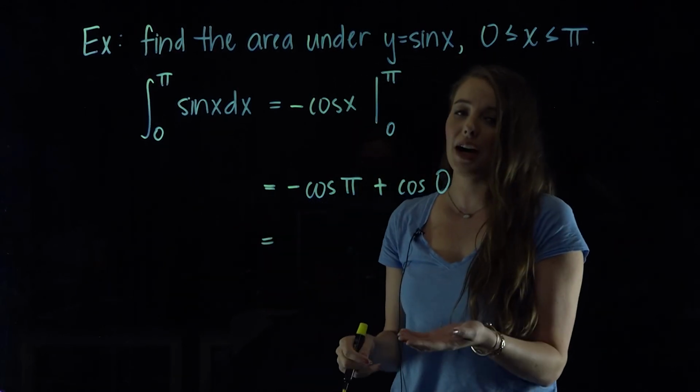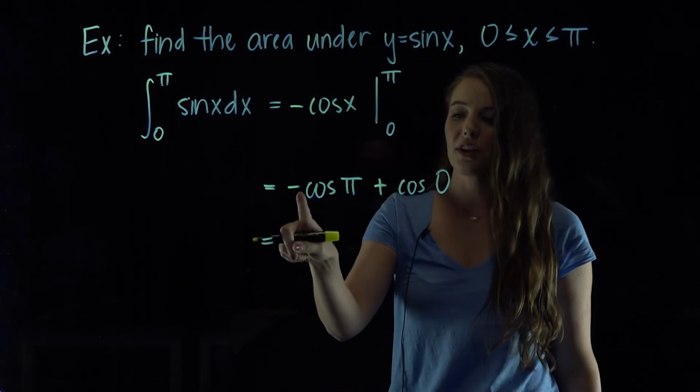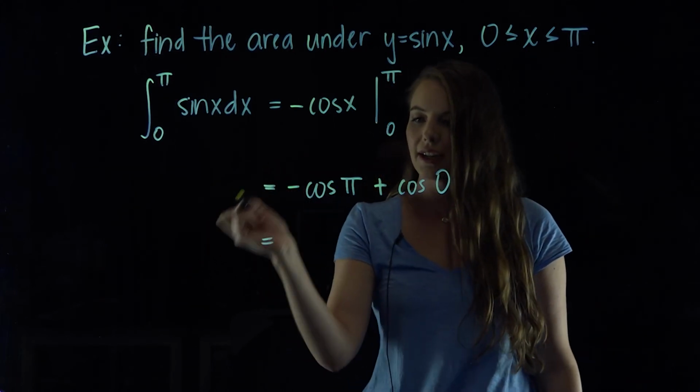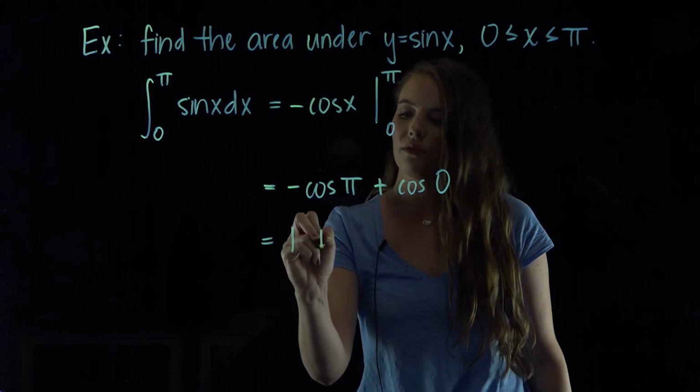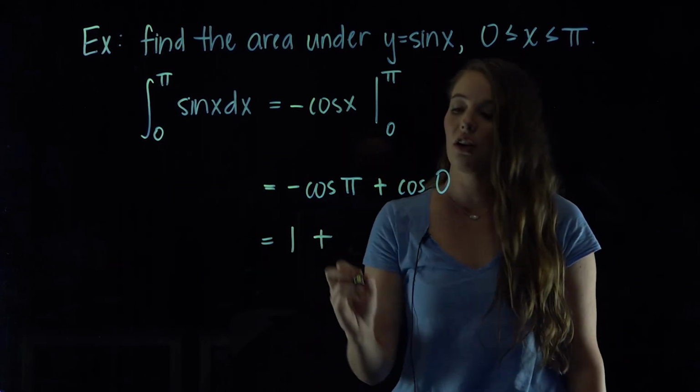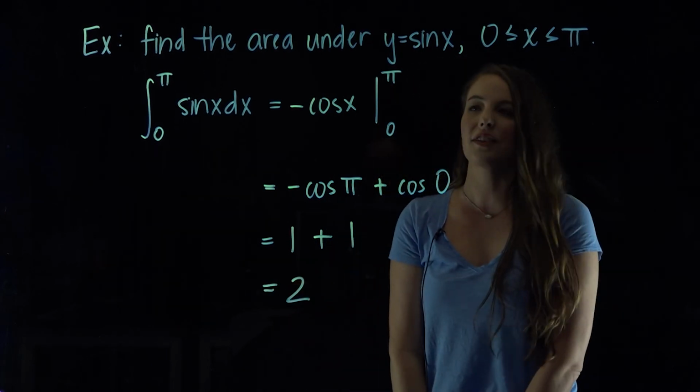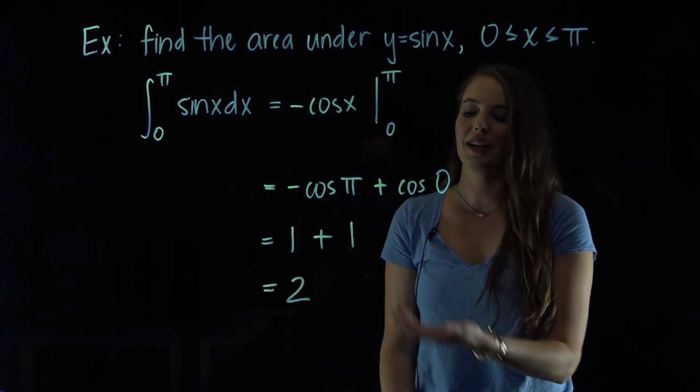Now, cosine of pi is equal to -1, but there is also a negative out front of there, so that is going to give me negative of -1, or positive 1. And cosine of 0 is equal to positive 1. So this tells me that the area underneath this curve between 0 and pi is equal to 2.